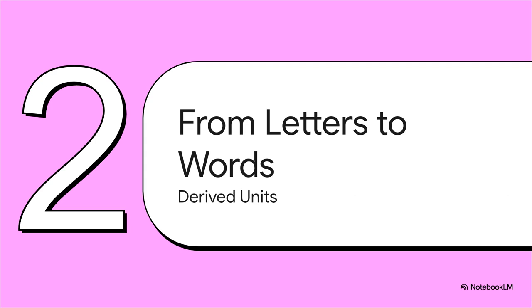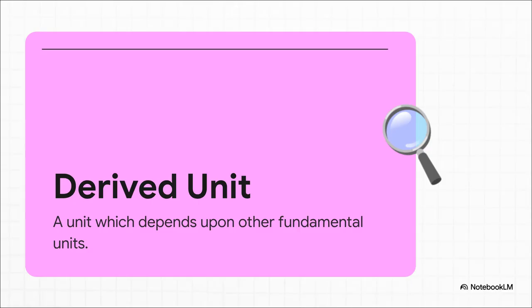It's time to combine them to make some words. In physics, we call these derived units. Let's see how it works. A derived unit is exactly what it sounds like. It's a new unit that's derived from our fundamental ones. Almost all the things we measure in daily life, like speed or force or pressure, they're all derived units. They're the words and sentences of physics.